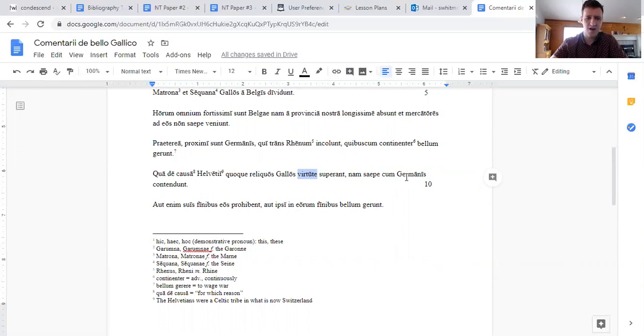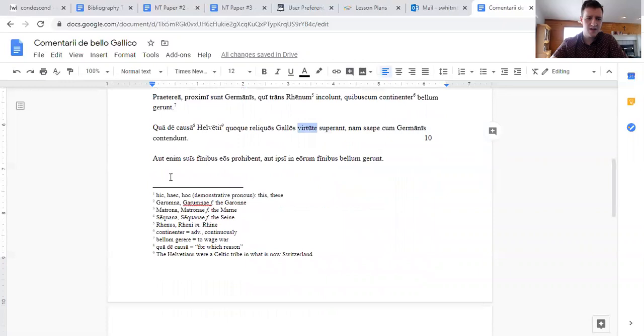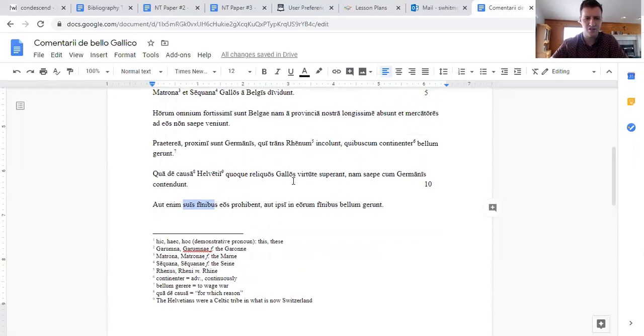because they often contend with the Germans. Indeed, either they ward them off from their own borders, or they themselves wage war within the bounds of the Germans. That's what it comes out to mean. Difficult to translate.